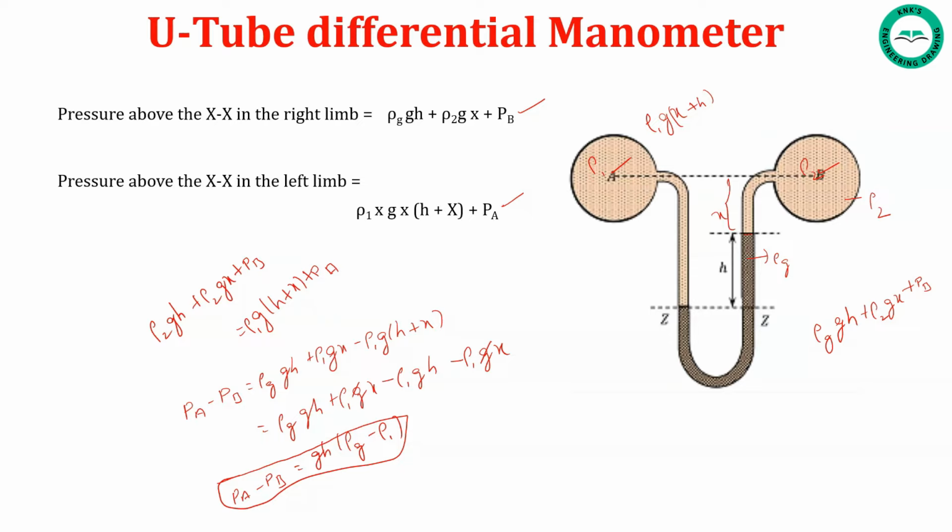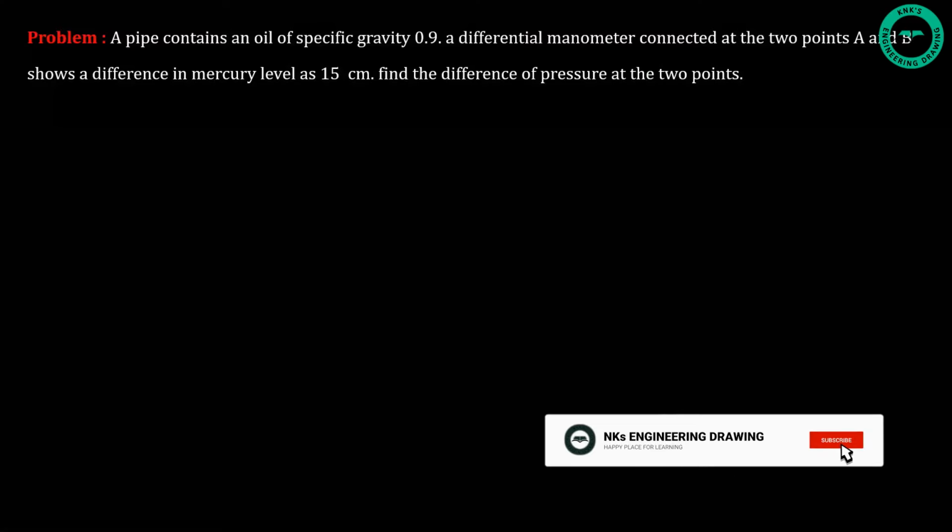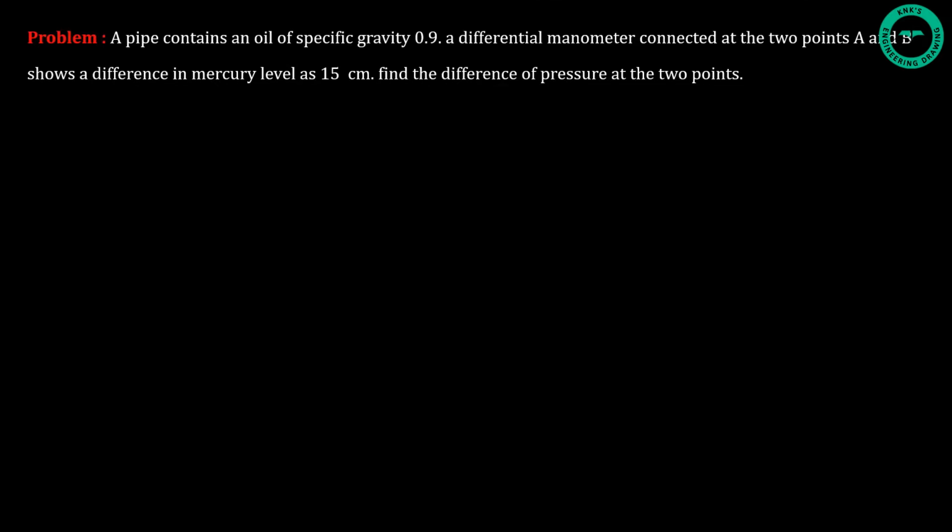Let us see a simple problem. A pipe contains an oil of specific gravity 0.9. A differential manometer connected at the 2 points A and B shows a difference in mercury level as 15 centimeters. Find the difference of pressure at the 2 points.